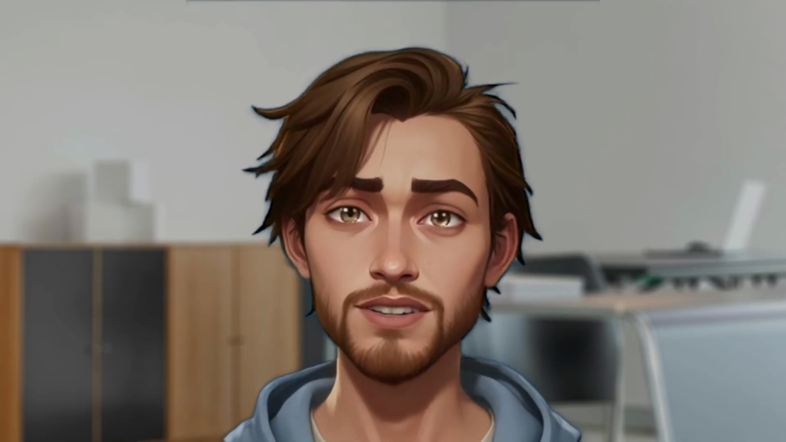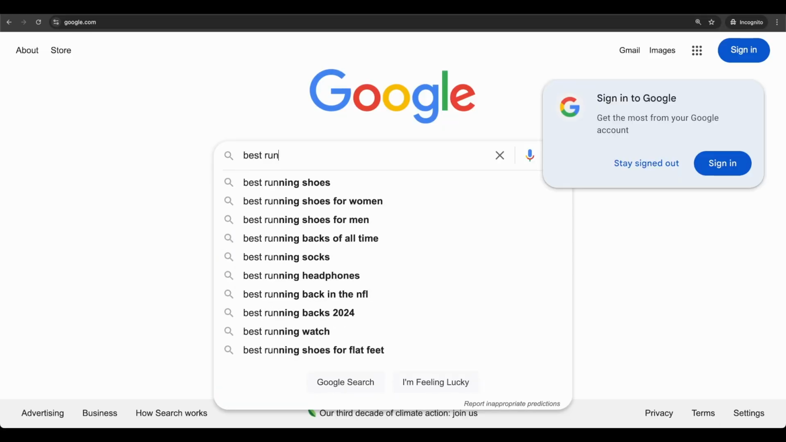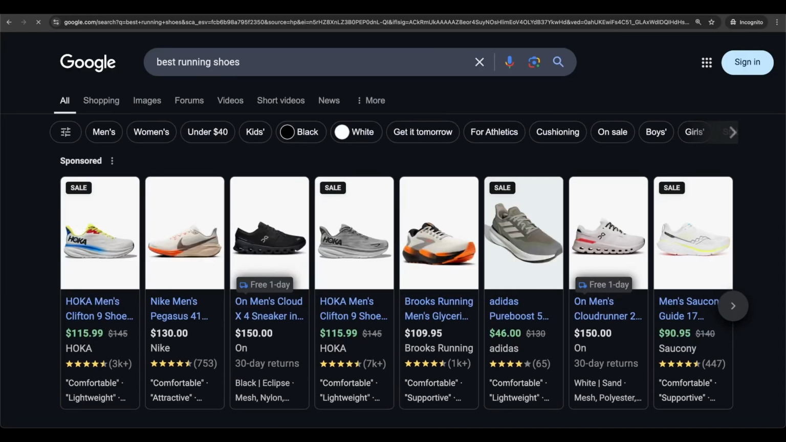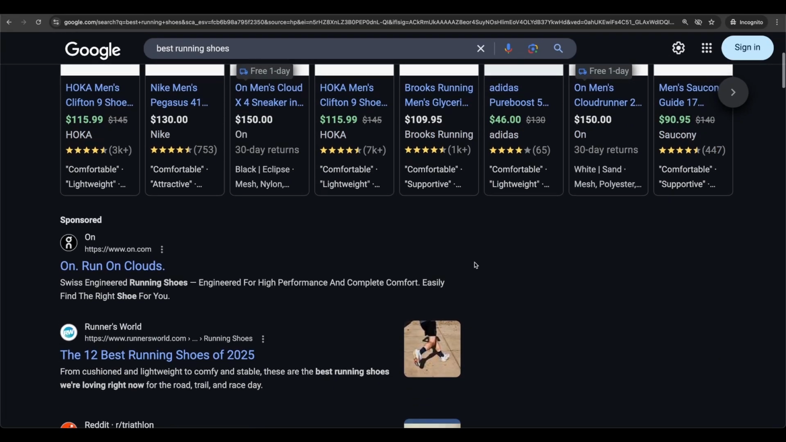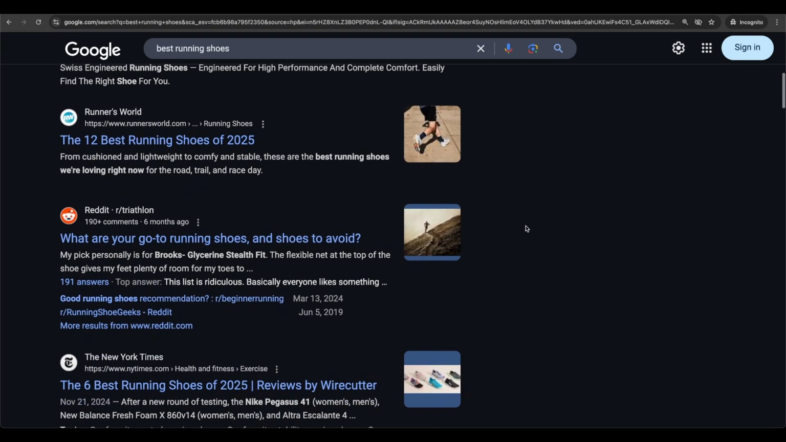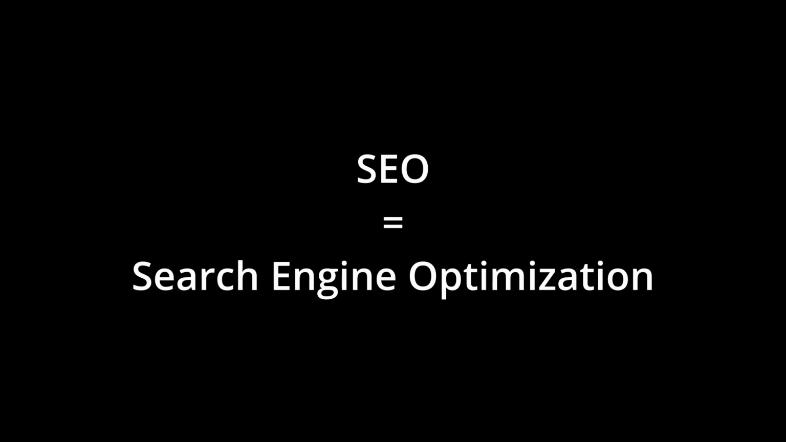Imagine your brand sells running shoes. Since the rise of Google search, your brand has known that if someone searches "best running shoes," it's important for your brand to show up in the search results. The practice of optimizing content to appear in those search results is called SEO, or Search Engine Optimization.